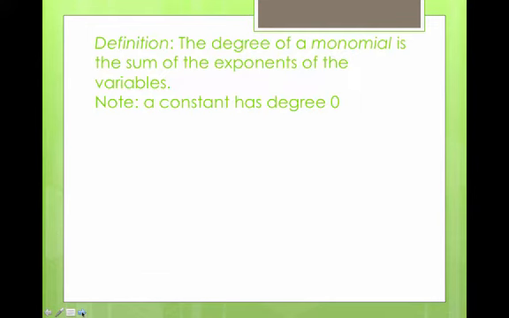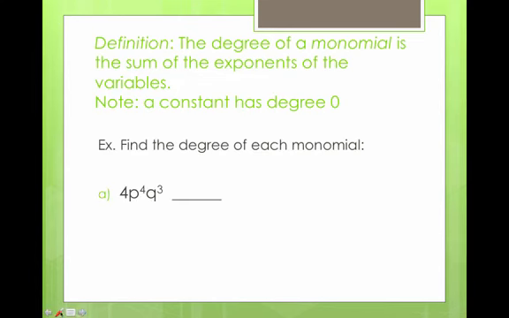So the next thing you need to know is what the degree is of a monomial, and the degree is the sum of the exponents of the variables. So if I have a constant, that's a degree of 0. Remember, anything raised to the 0 is 1, but in this case I'm looking at any constant, and that has a degree of 0. I'm going to find the degree of each of these monomials. Here I have an exponent of 4 and an exponent of 3. I'm going to add those together to give me a degree of 7.